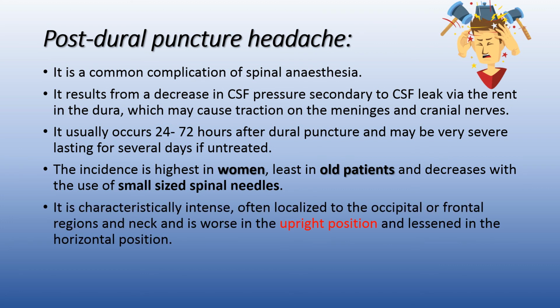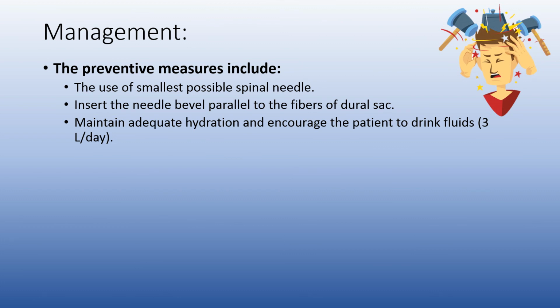It is characteristically intense, often localized to the occipital or frontal regions and the neck, and is worse in the upright position and lessened in the horizontal position. Diplopia or blurred vision may occur. Management of post-dural puncture headache. Prevention is by using the smallest possible needle. Insert the needle parallel to the fibers of the dural sac. Maintain adequate hydration and encourage the patient to drink 3 liters of fluid per day.